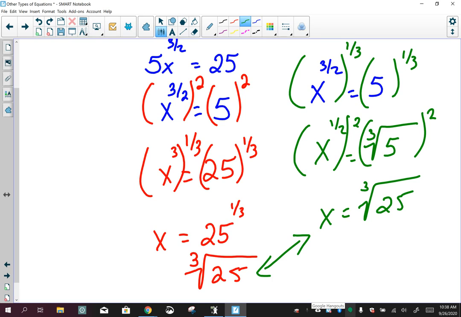Sometimes your answers might look prettier by starting off in the green route, where you start off by getting rid of the numerator first. And in some problems, your answers might look prettier by starting by getting rid of the denominator first. So it really depends on how you're approaching your problem. So let's look at a different one.